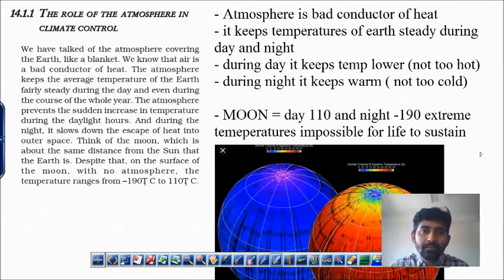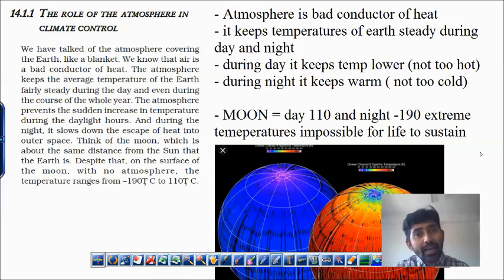Going ahead, the role of atmosphere in climate control. On the planet, the climate is moderate. It is not extreme. Why? Because of our atmosphere. Our atmosphere creates a good environment for life to develop. And as far as we know, life is not present on any other planet or any other moon. Earth's moon, Jupiter's moon, any moon, life does not exist.